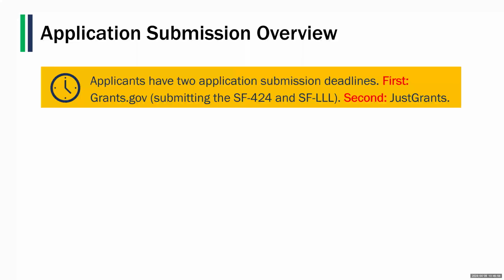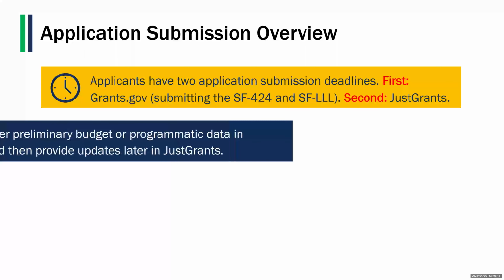The first step in applying for funding really is to locate your funding opportunity in grants.gov. And once you're there, you're going to submit these two government forms, which are the SF-424 and the SF-LLL. Now, aside from those forms, most of the application is going to be entered into the Just Grants system.